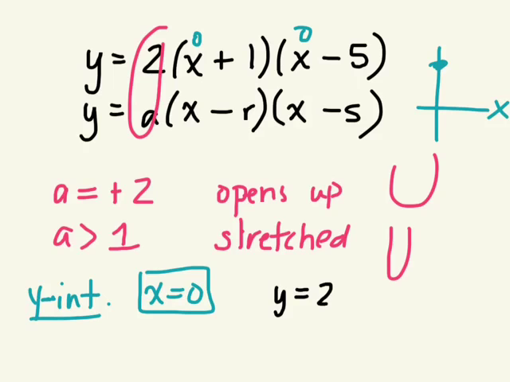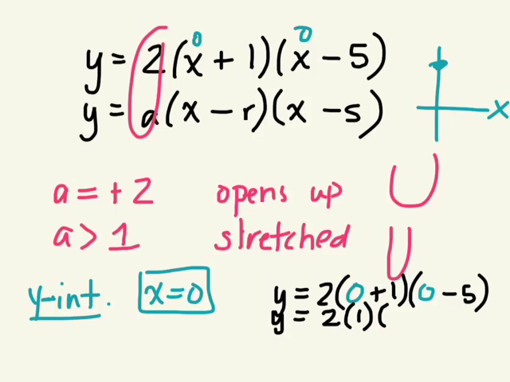So y equals 2 times (0 plus 1) times (0 take away 5). All we're doing is making x 0 to figure out the y-intercept. So what's 0 plus 1? What's 0 take away 5? Negative 5. 2 times 1 is positive 2. Positive 2 times negative 5 is negative 10. So the y-intercept is actually negative 10.